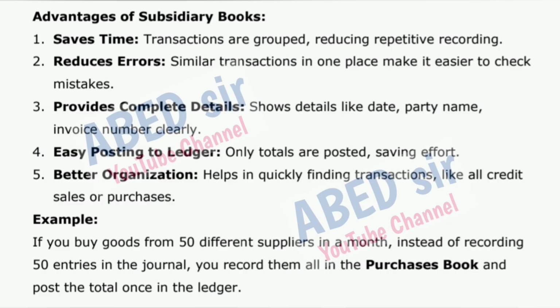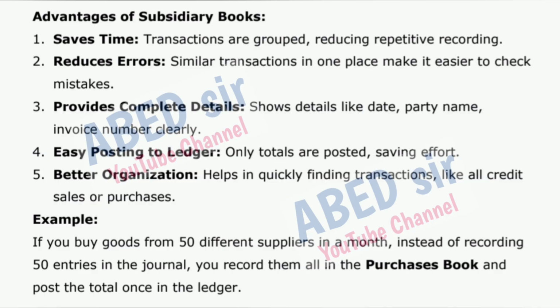Advantages of subsidiary books. 1. Saves time. Transactions are grouped, reducing repetitive recording. 2. Reduces errors. Similar transactions in one place make it easier to check mistakes. 3. Provides complete details. Shows details like date, party name, invoice number clearly. 4. Easy posting to ledger. Only totals are posted, saving effort. 5. Better organization. Helps in quickly finding transactions, like all credit sales or purchases.